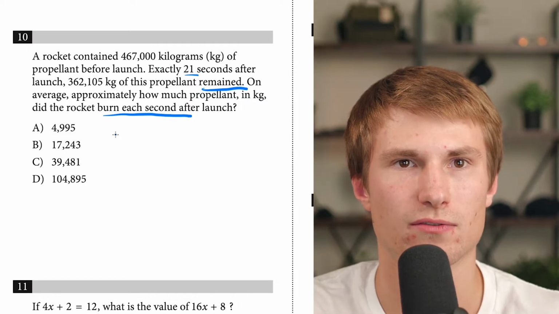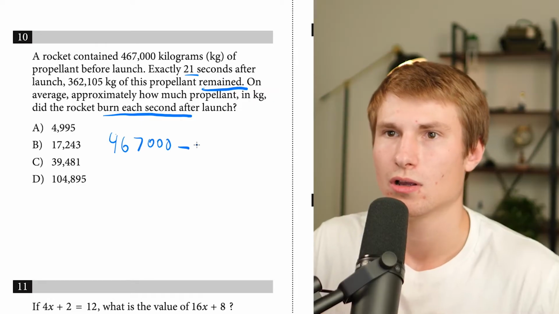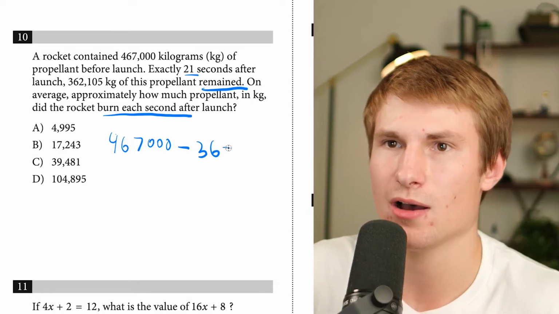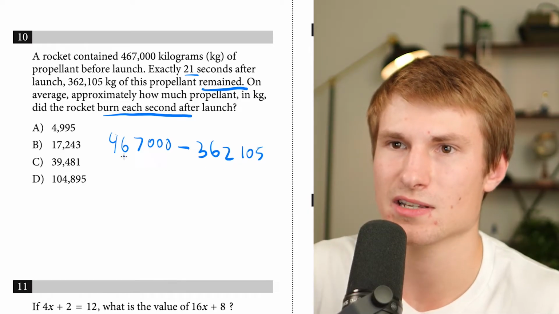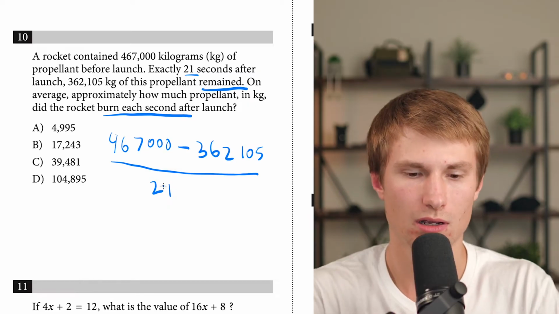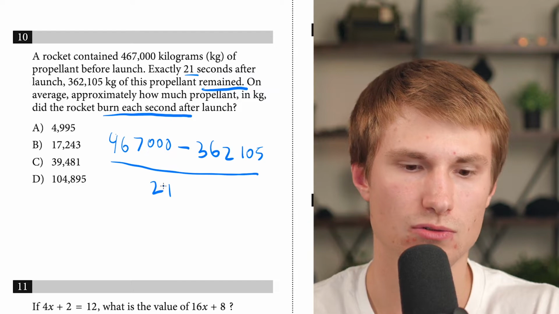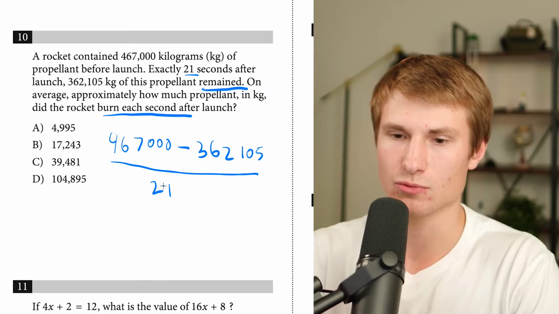So we've got 467,000 minus the amount that's left. So we have amount it starts with, subtract how much is left. That's how much gets burned in this 21 seconds. So all we got to do now is put this in our calculator. So let's go ahead and do that. We got 467,000 minus 362,105, and we divide all of that by 21.